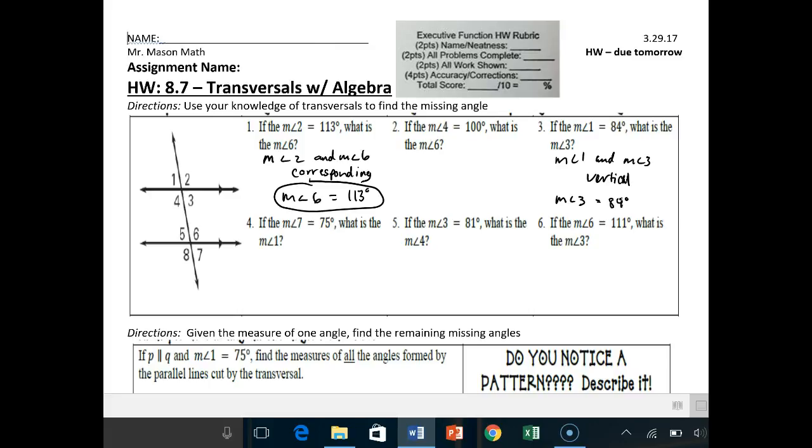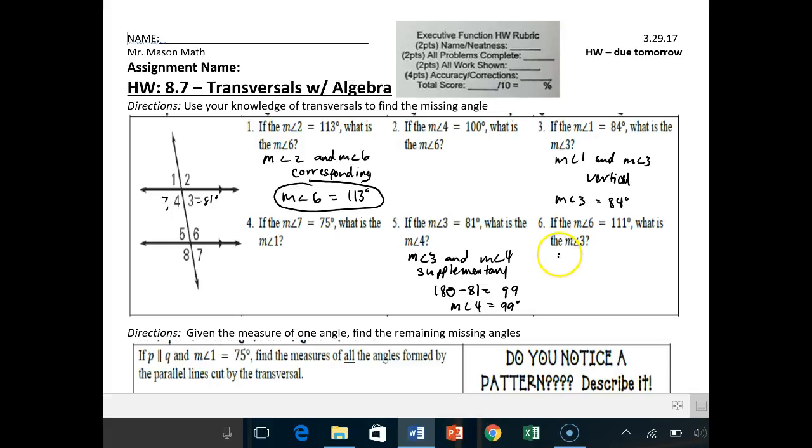All right, number 5. If the measure of angle 3 is 81 degrees, what is the measure of angle 4? So in this problem, we have a little bit different scenario. Here we have angle 3 being 81 degrees, so you can say, oh, this is 81, and this is what? Angle 3 and angle 4 in this case have a supplementary relationship. They lie together on a straight angle. So therefore, we'll do 180 minus 81 to get our answer of 99. So the measure of angle 4 is equal to 99 degrees.